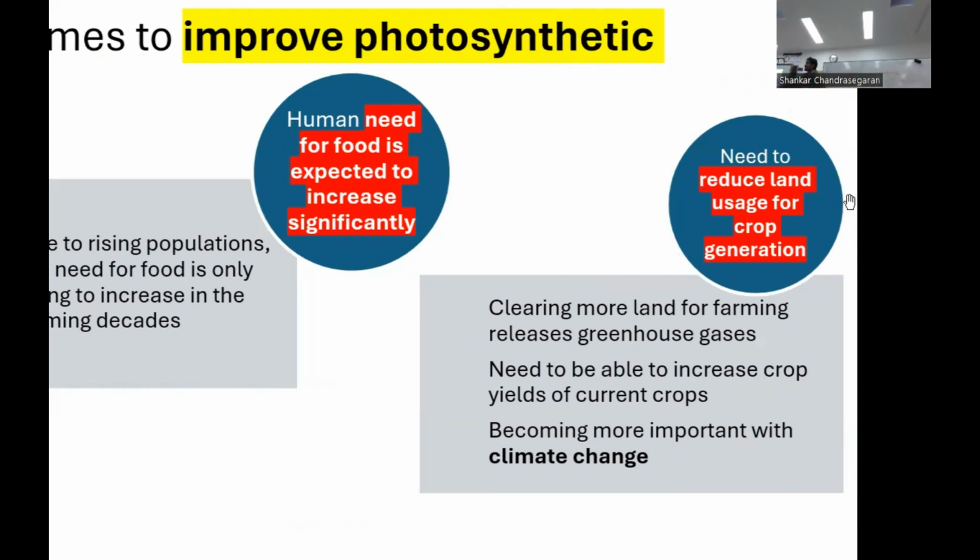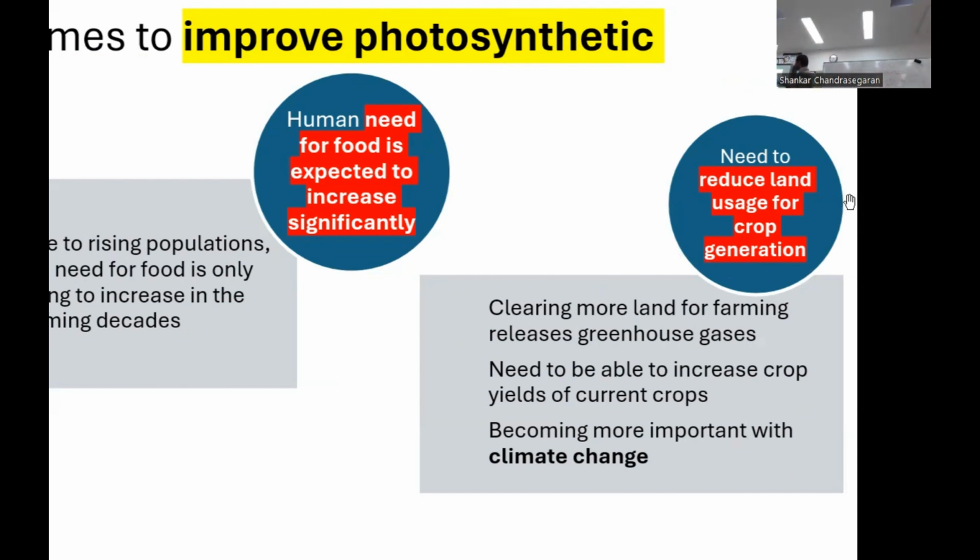The next factor is that we need to find a way to generate more food while also reducing the usage of land for crops, because we keep cutting down trees and clearing land to make food, and that is actually adding to climate change, which is worsening the first factor, which is then creating an endless loop of problems, right?